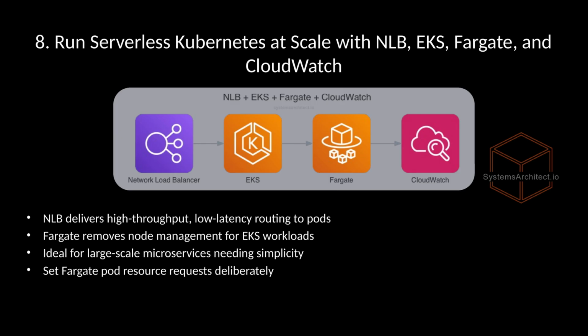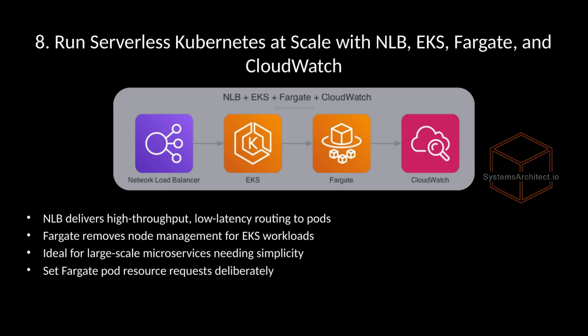8. Run serverless Kubernetes at scale with NLB, EKS, Fargate, and CloudWatch. Kubernetes gives teams powerful orchestration, but managing the underlying worker nodes is its own ongoing job. Combining EKS with Fargate removes that layer entirely. An NLB distributes traffic with low latency to pods on EKS, while Fargate provisions compute on demand with no nodes to patch, and CloudWatch collects metrics and logs from the cluster and the pods.